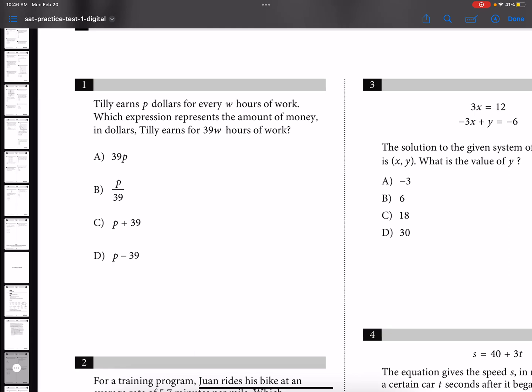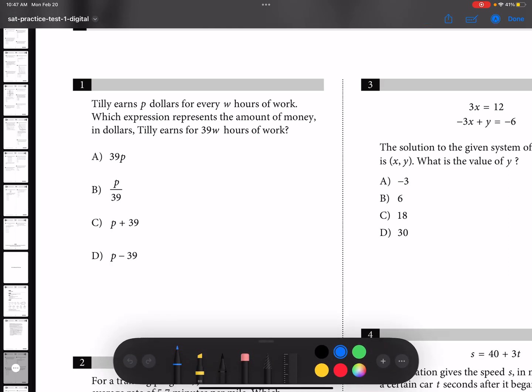Number 1. Tilly earns P dollars for W hours of work. Which expression represents the amount of money in dollars Tilly earns for 39 hours of work? So this means that we have to find out how many hours of work. So if P is equal to 39W, that means that we're going to switch W and P because it does say hours of work. So we're trying to solve for W. So that means that W is equal to 39P. So our answer is A.